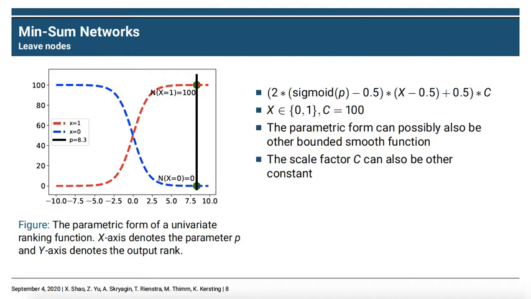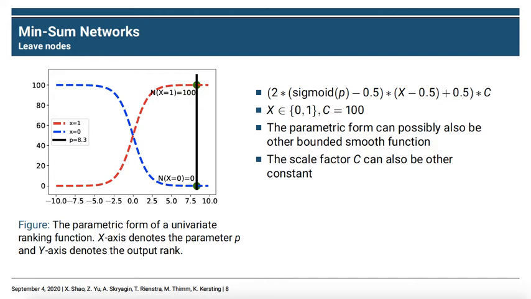So let's look at the figure more closely again. The y-axis is output as rank. The x-axis is a parameter p. As the p slides from left to right, the rank of event x equals 1 first has rank 0. Then it has higher and higher ranks until 100. And for event x equals 0, this is the opposite case. As the p slides from left to right, the rank of event x equals 0 first has rank 100. Then it has lower and lower rank until only rank 0.